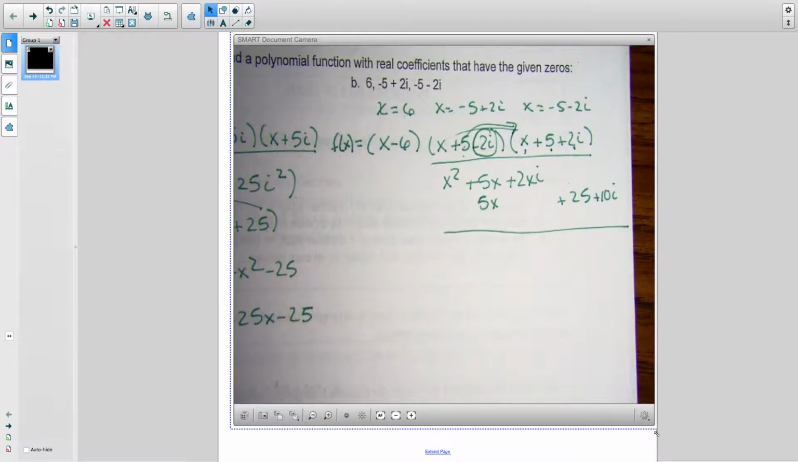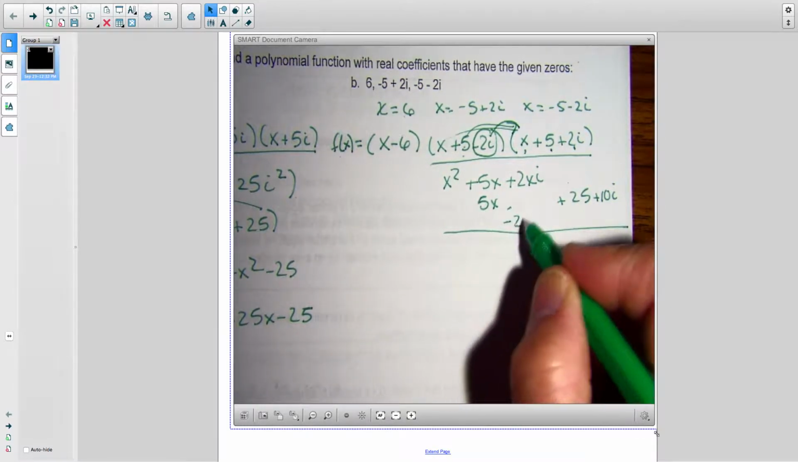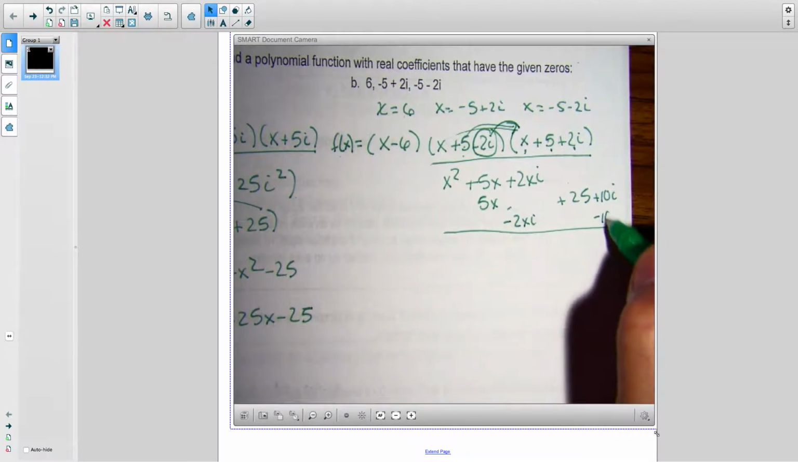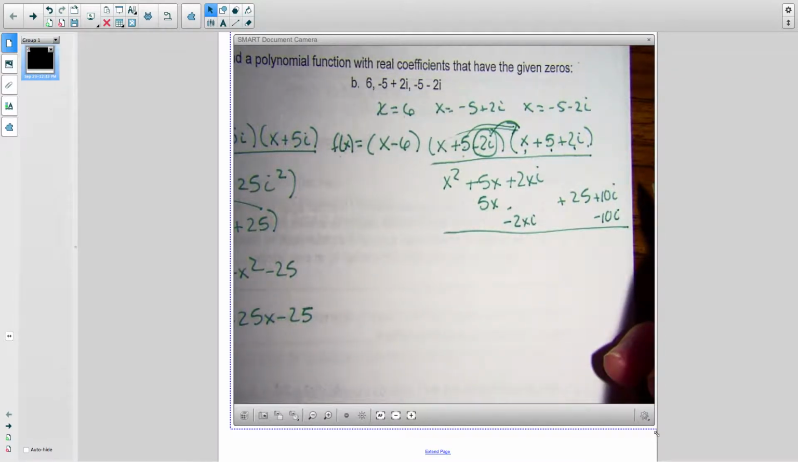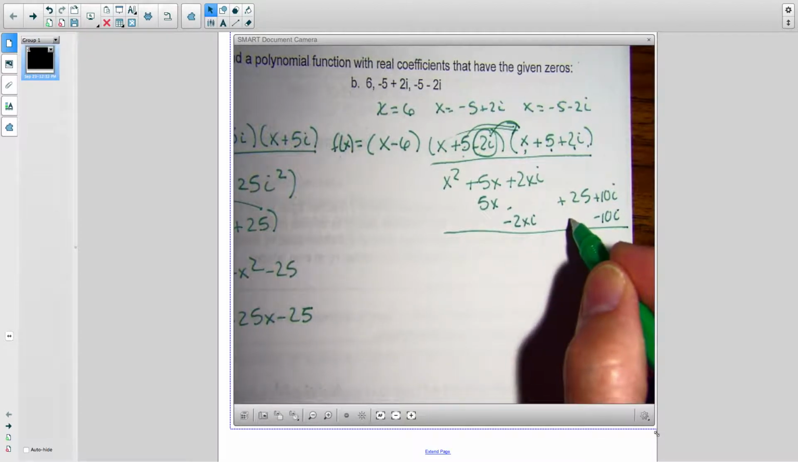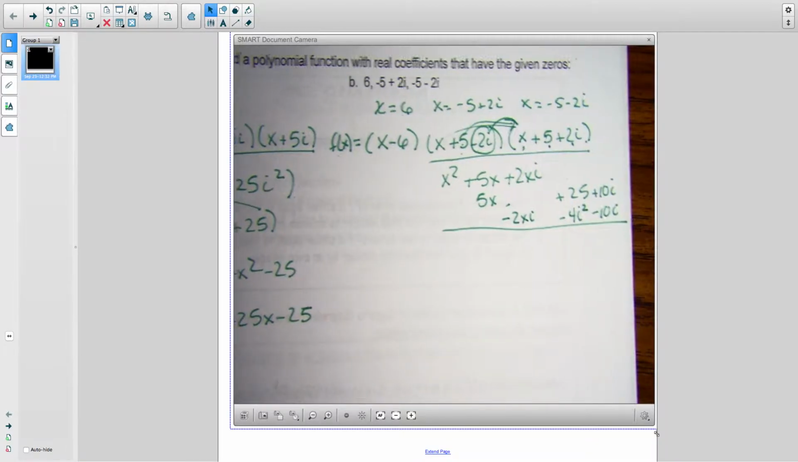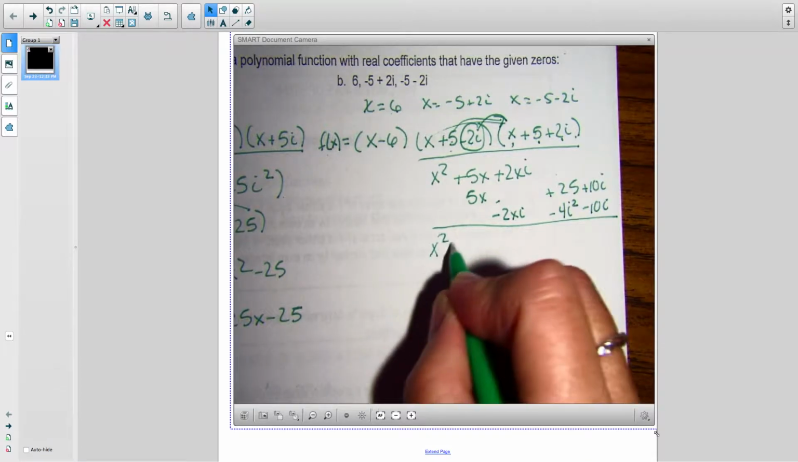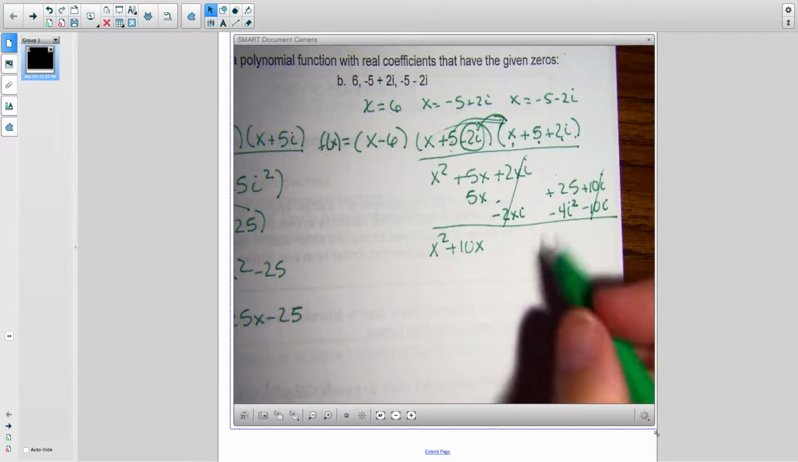Now I need to distribute the negative 2i: negative 2xi, negative 10i, and this is what? Negative 4i squared, that's going to become a constant. Add straight down. x squared, 10x, that cancels, and we get plus 29.